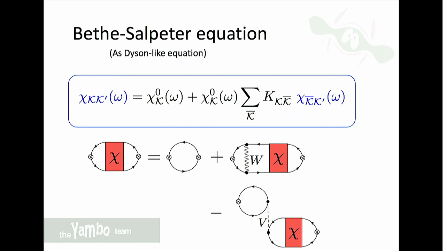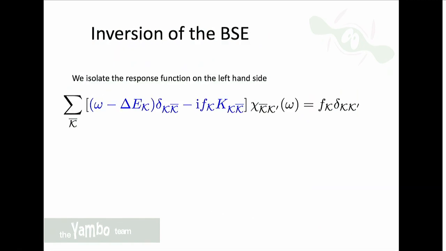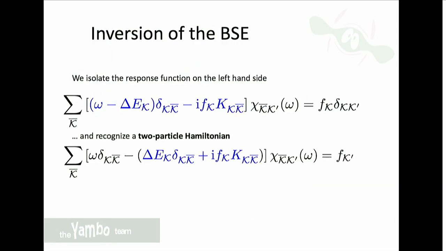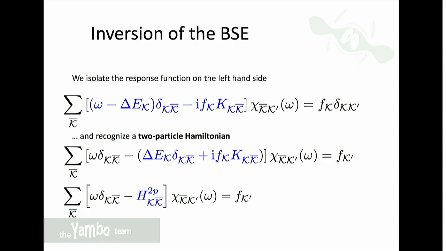But now we can solve it. We just bring everything to the left, like this. And then we recognize, if we isolate omega, that this really looks like the matrix element of a Hamiltonian, in particular a matrix element of an effective two-particle Hamiltonian, that we just define like that. And now we can invert it.